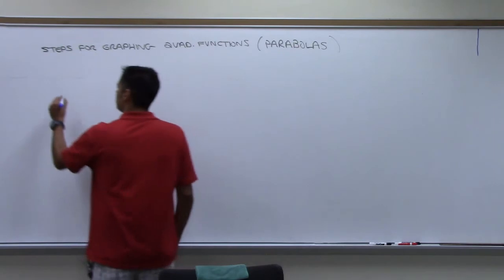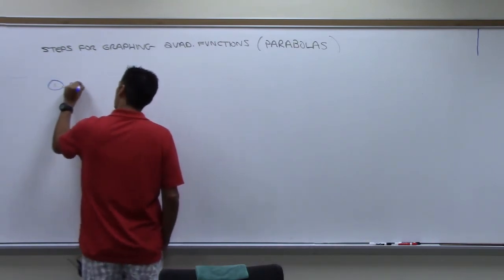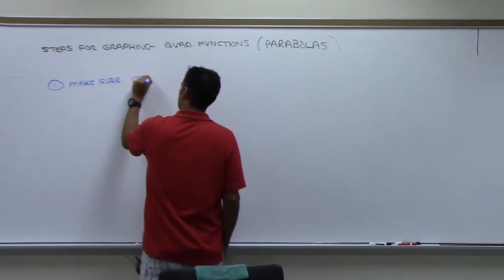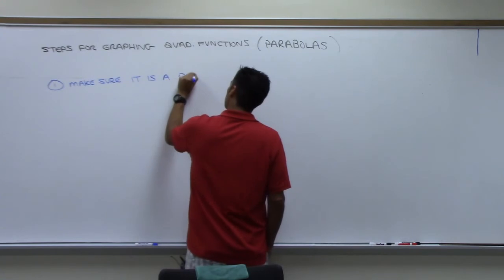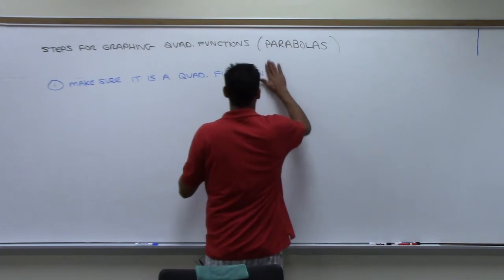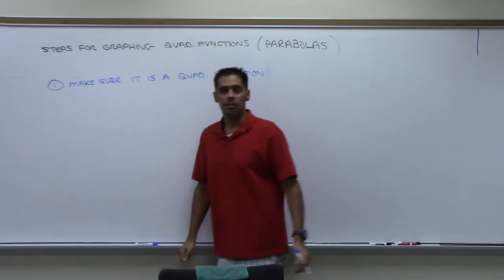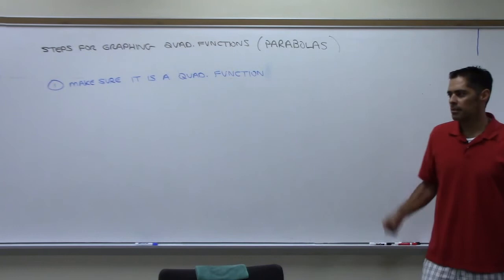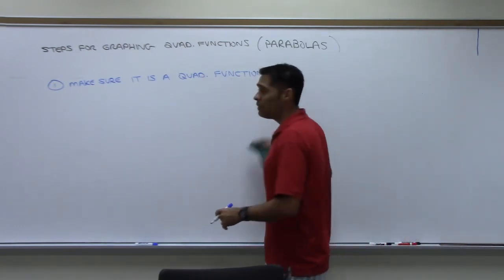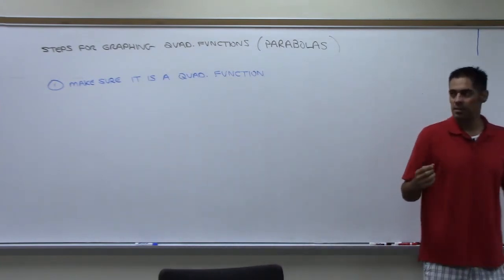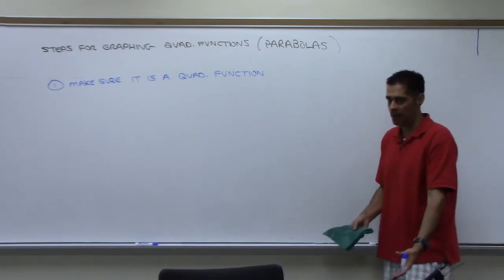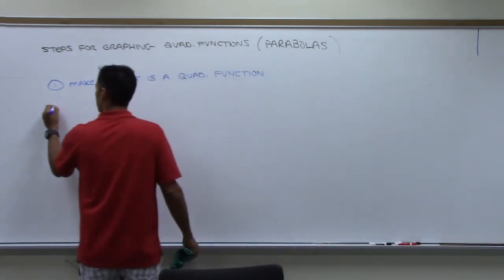All right, first step. Make sure it is a quadratic function. I know that that might seem like duh, but you need to make sure that what you're about to do applies. So you need to make sure you're looking at a quadratic function. If this were a linear function, you wouldn't do these steps, right? If it's a third degree function, like x cubed, you do not use these steps. We have something else for that. So you got to make sure you know what you're doing.